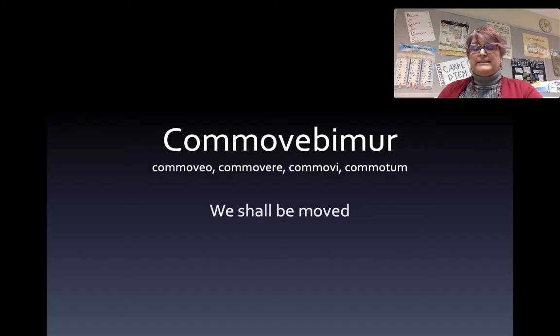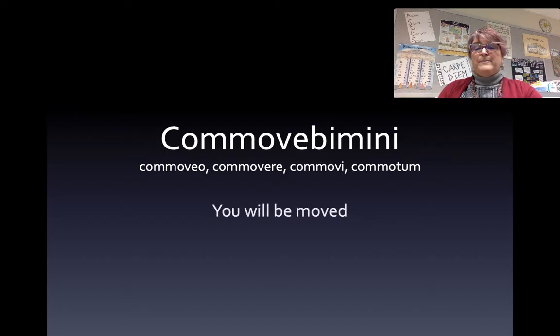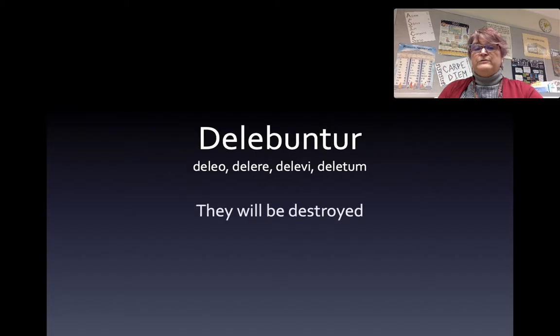Now we're moving to look at a second conjugation verb. You should notice the base of the verb, C-O-M-M-O-V, commov, followed by the connecting vowel for second conjugation, and then the verb form ends with the future tense ending for first and second conjugation verbs for the subject, we. I know it's we because of the mur. And then we have shall be to indicate that the verb form is in the future tense, and then the past participle form of the verb. We shall be moved. Commovebimini, you will be moved.